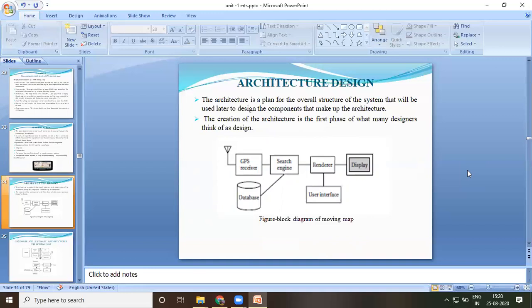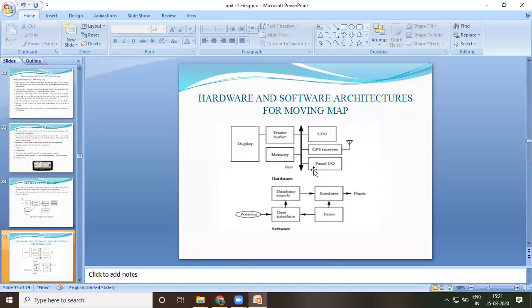In this architectural diagram, we have a GPS receiver, databases, and renderer. Renderer means we are processing a lot of data so that it will give accurate results. After that, the display will show the source and the destination, the kilometers, how far it is from your source and destination, and nearby landmarks. So these are the designs when we go for this architectural design.